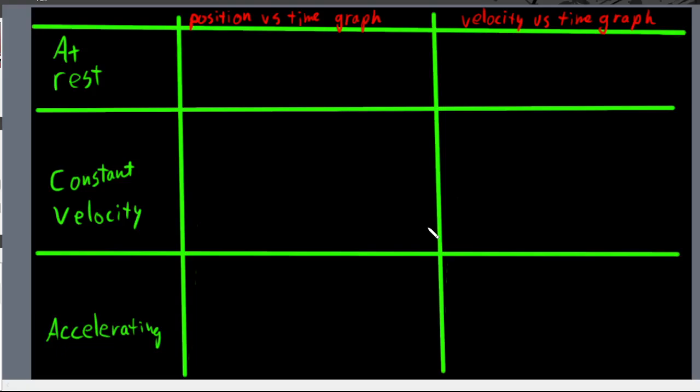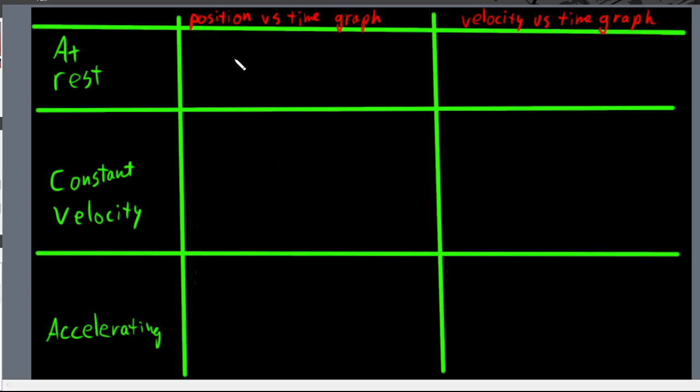All right, welcome back. We are going to continue our discussions about different types of motion. Remember that our three types of motion were if an object is at rest or has zero velocity, if an object has constant velocity, or if an object is accelerating, meaning it has changing velocity. And what I want us to talk about is what some graphs could look like for each of these scenarios.